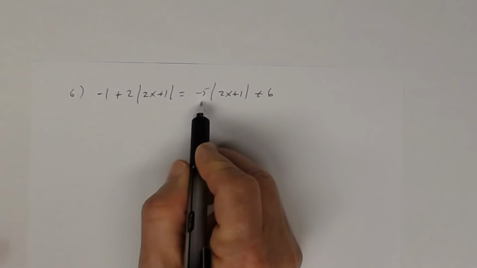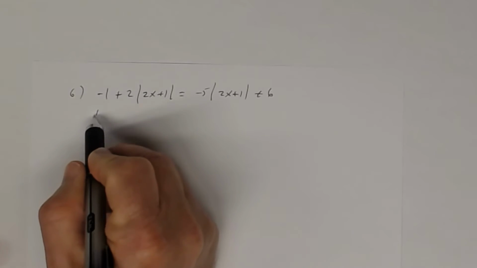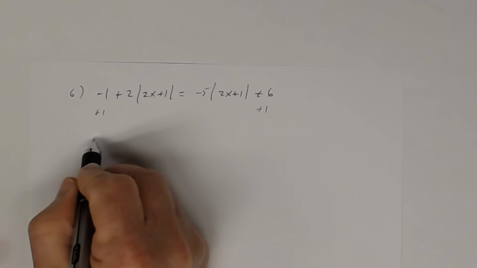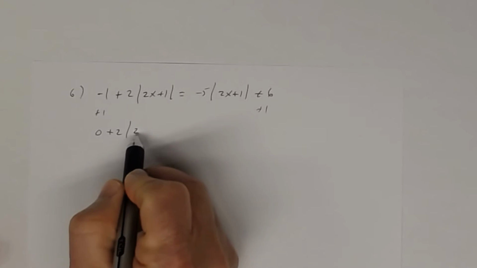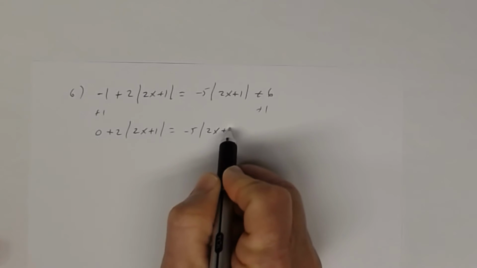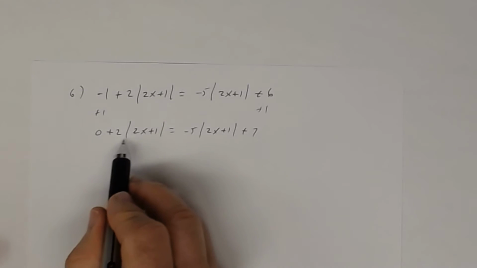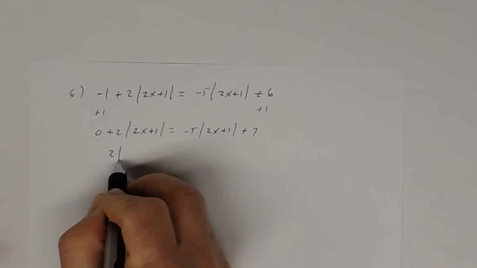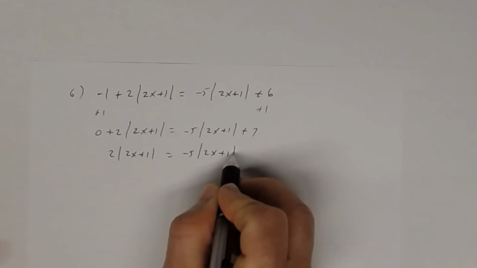So let's go ahead and first of all, let's add 1 to both sides. So just like this, and notice I'm aligning my like terms. So negative 1 plus 1 is 0. So I get 0. I'm just going to go ahead and write it out. 0 plus 2 times the absolute value of 2x plus 1 is equal to negative 5 times the absolute value of 2x plus 1 plus 6 and 1 is 7. Okay. Now 0 plus 2 times the absolute value of 2x plus 1 is 2 absolute value of 2x plus 1, right? I'm just going to go ahead and write it out just like this so we don't mess up.